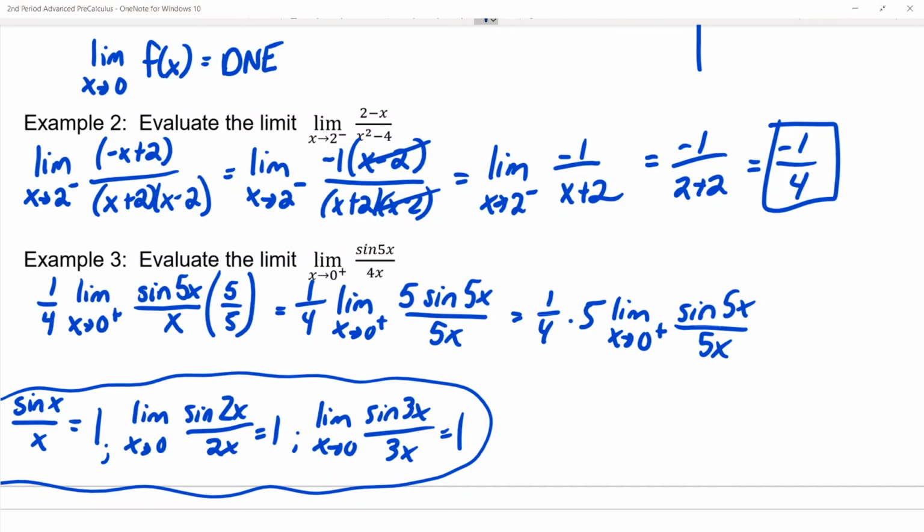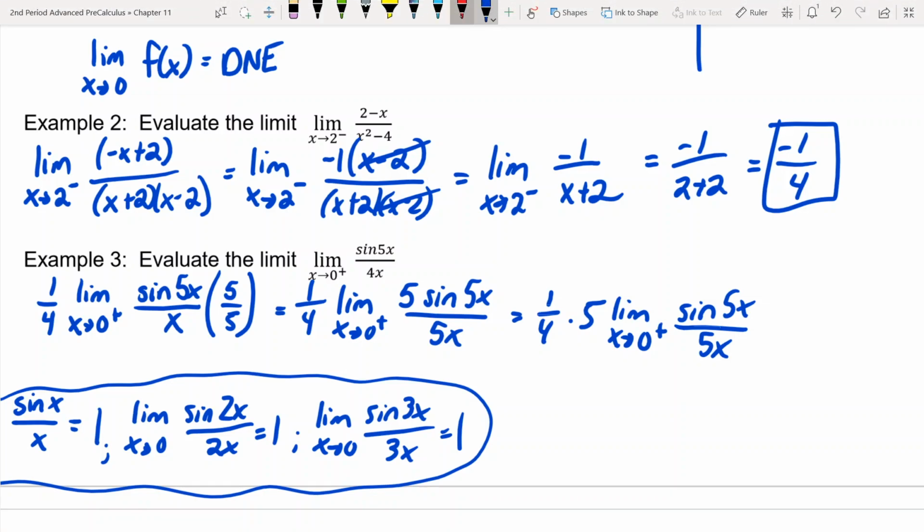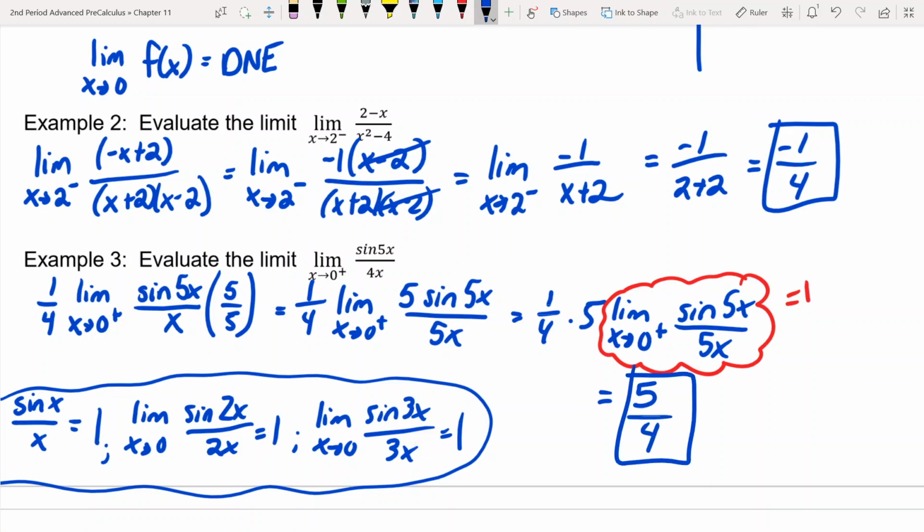Now this piece right here is a special trig function, which is going to equal 1, which then means as I evaluate this, my limit as x approaches 0 from the right is going to be 5/4.